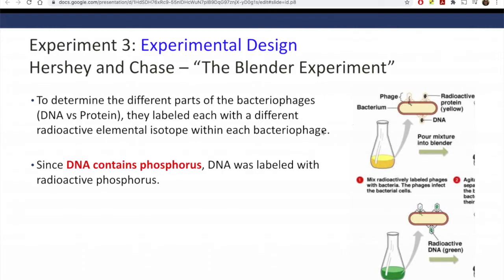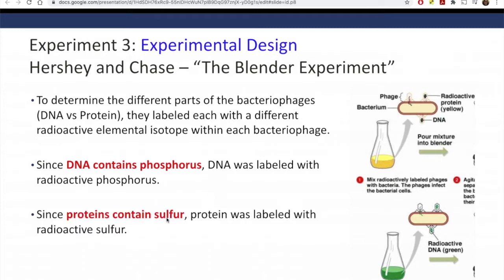Protein does not. So therefore, what they did is they soaked a bunch of these bacteriophages in a liquid full of radioactive phosphorus element. And the DNA of these molecules absorbed that radioactive phosphorus. So we've labeled our DNA with radioactive phosphorus, which basically just makes it easier to detect. And in comparison to DNA and phosphorus, we know that proteins contain sulfur. So sulfur is not found in DNA, it's unique to proteins. And so they did the same thing. They labeled the proteins of these bacteriophages with a radioactive sulfur element.